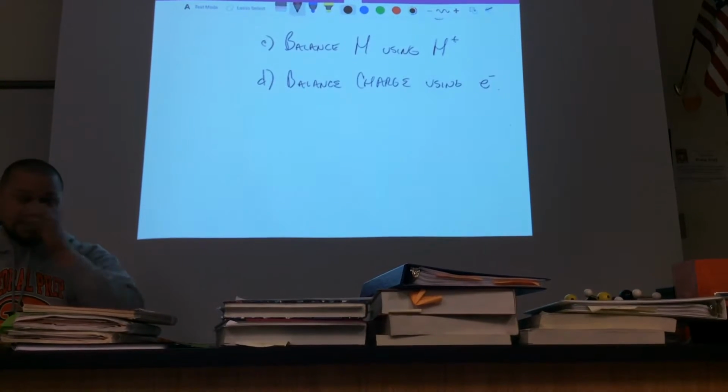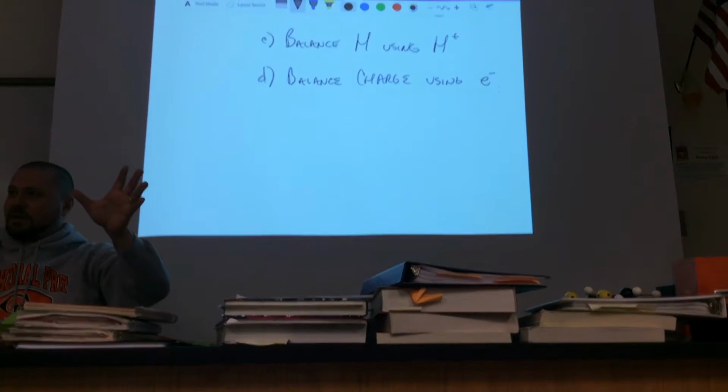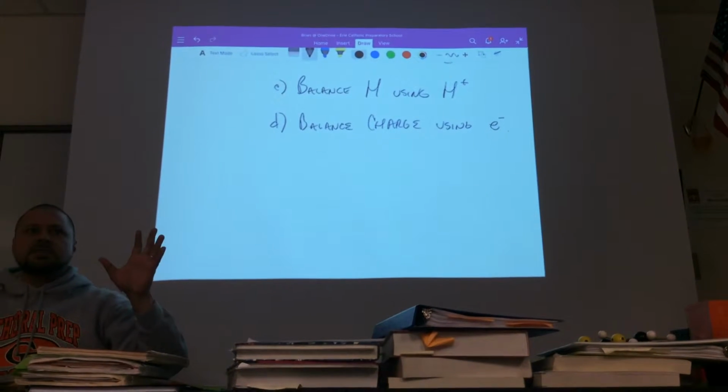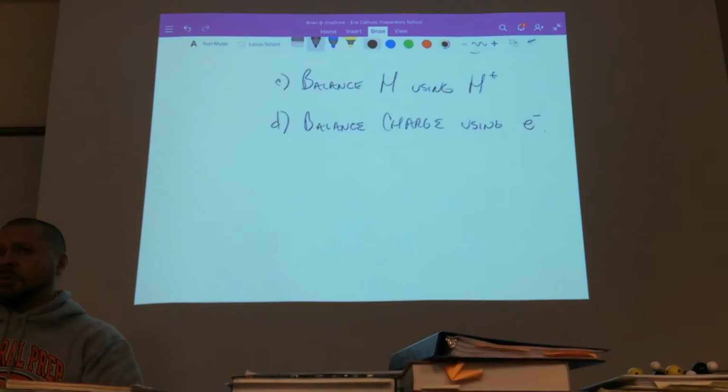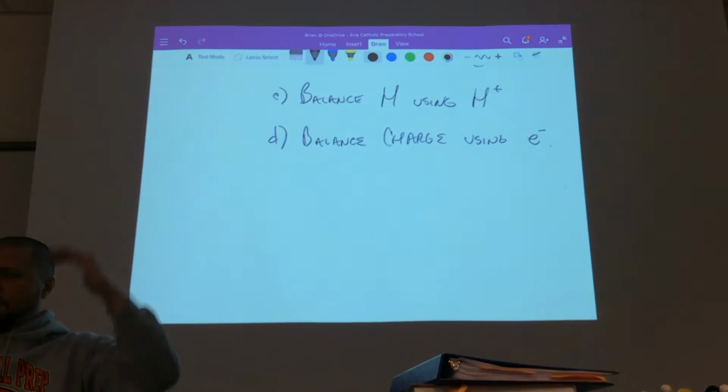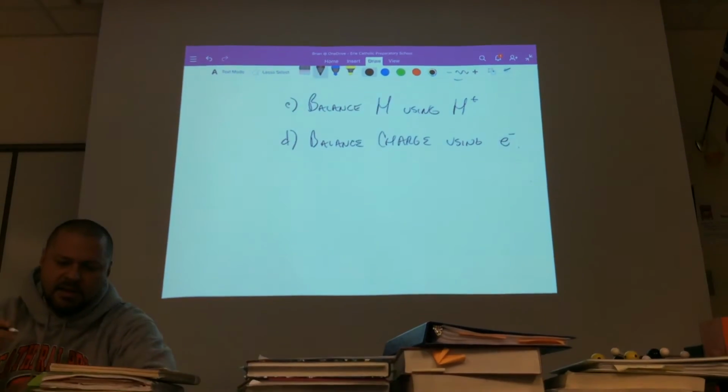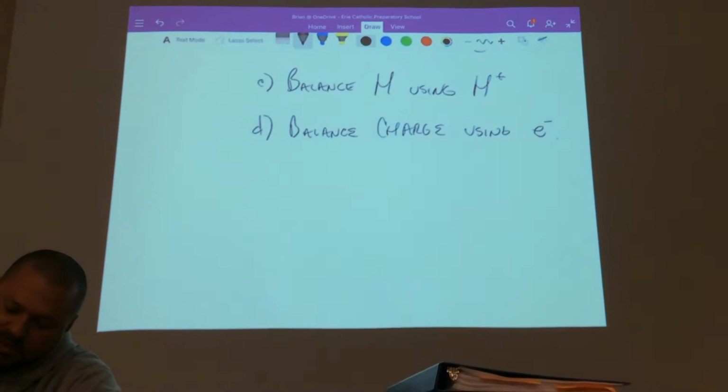Okay, so we're going to do that to each half reaction. So each half reaction will be separate, and we're going to be doing this independently to each one. One half reaction might require me to do one thing, another might require something else. But when I get down to the end there, now I've got to get these things so they can mix together.